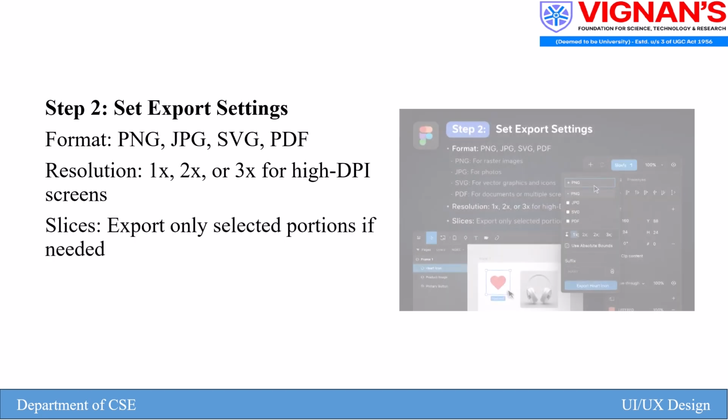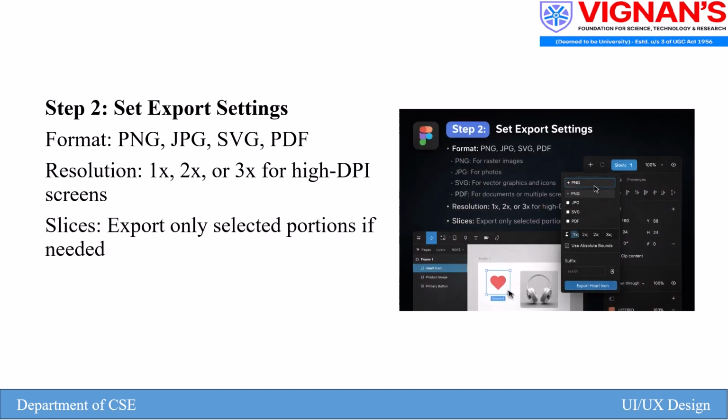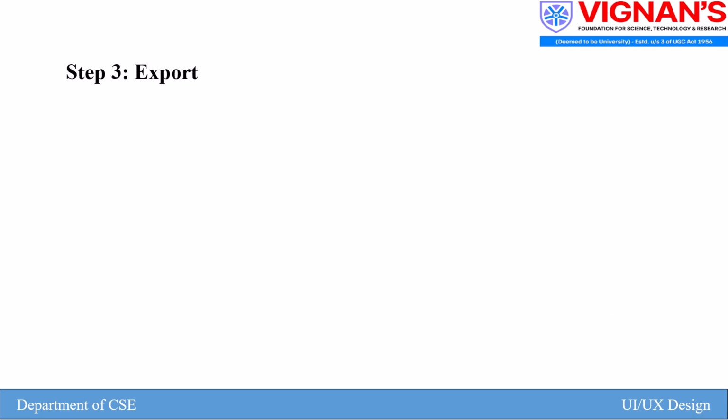You can also use slices to export only specific portions of a design instead of the entire frame, giving you more control over what gets exported. Step 3 is to export the assets. Simply click on the export option and save the files to your desired folder.